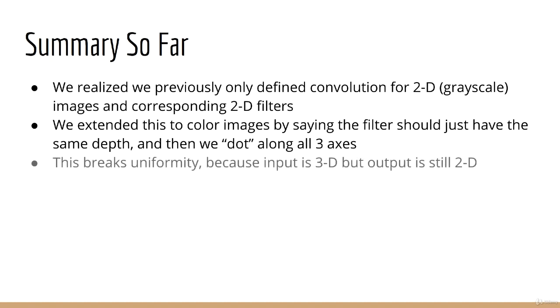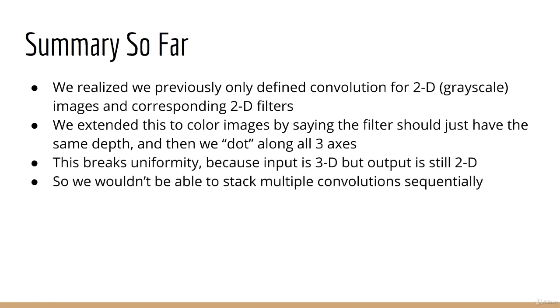Next, we realized that this breaks uniformity, so we can't stack layers together to build a deep neural network. And this is deep learning after all, so we kind of need to be able to do that. And this is because when you convolve a 3D image with a 3D filter, you still get a 2D image as output. This is just like when you dot a 1D vector by another 1D vector, you get a scalar.